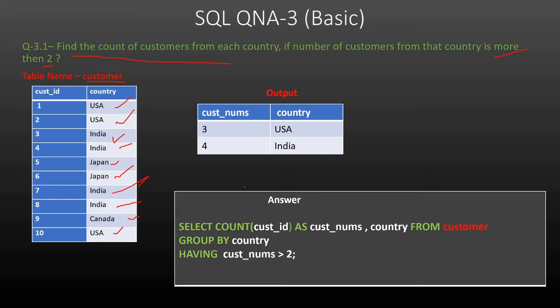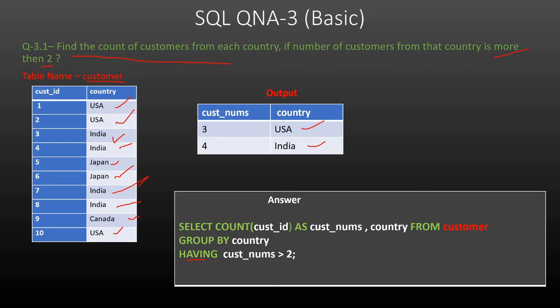So let's see how we write the query for that. The first thing you need to understand is that we are grouping these results based on country name, right? So that's why we will be using group by in this statement. The second condition is more than 2, and we are using that condition after group by. So for that we actually have to use the having clause. Let's see the complete statement.